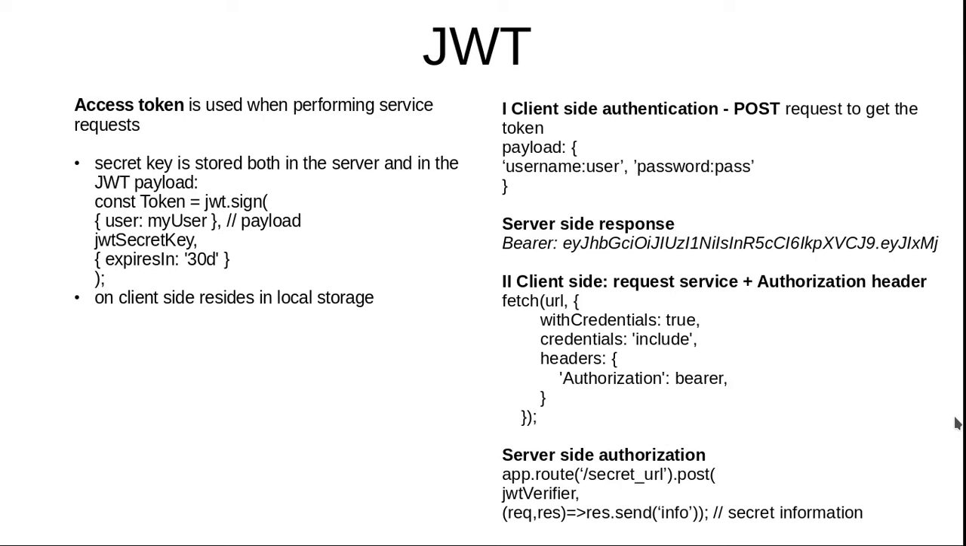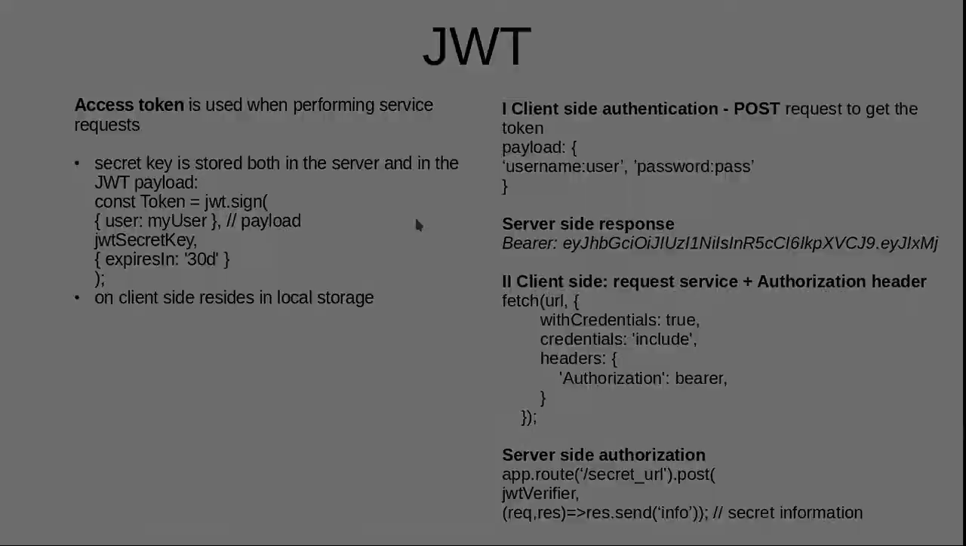Now let's decode what we mean by JWT, or JSON Web Tokens. Basically, we use them to perform authentication and authorization to certain services we are providing. Before dealing with the details, let's take a look at what one token consists of.